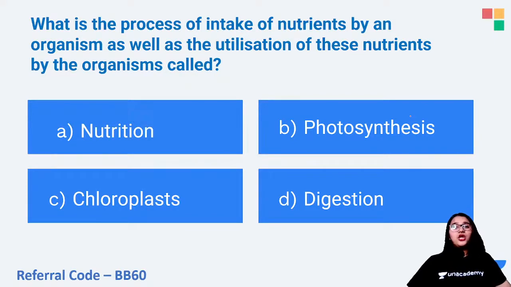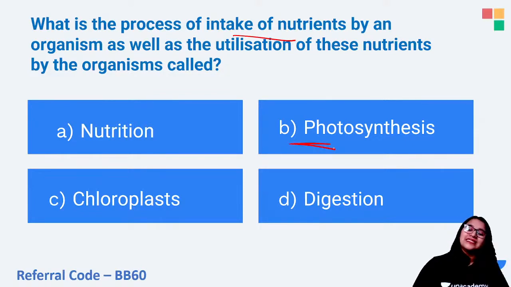What is the process of intake of nutrients by an organism as well as its utilization of these nutrients by the organism called? Well, it is photosynthesis, guys. Come on. It is photosynthesis because that is what helps us to utilize the nutrients, and it also is a process of intake of nutrients. Yes, and therefore the correct answer is photosynthesis.